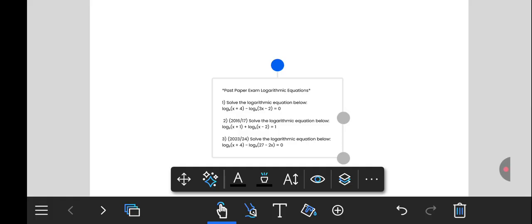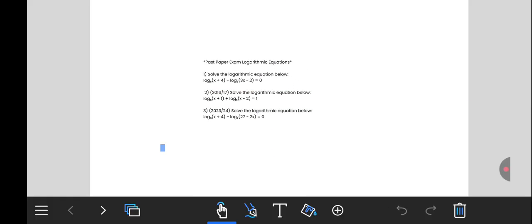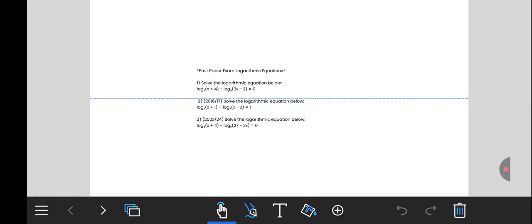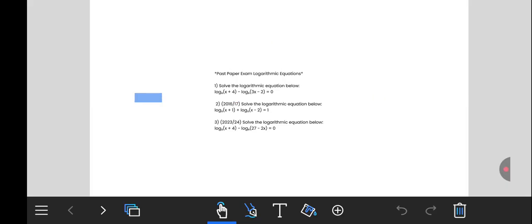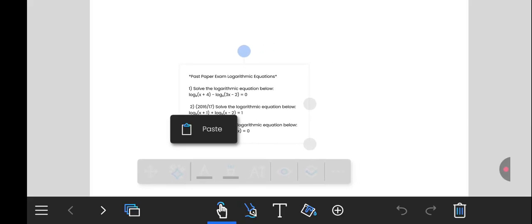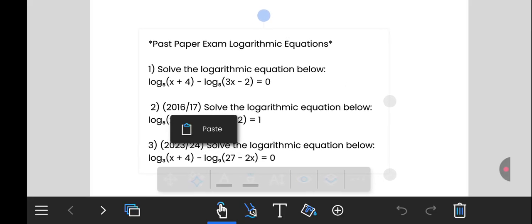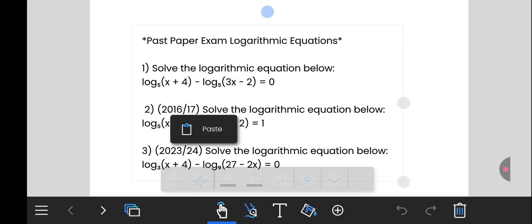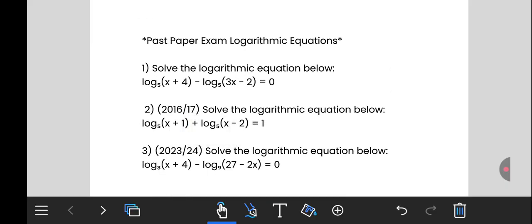Good day, everyone. So in today's session, we're going to do logarithms. So I have these questions with me here. Let me just zoom them. Okay. So these are the questions from Math 1120.